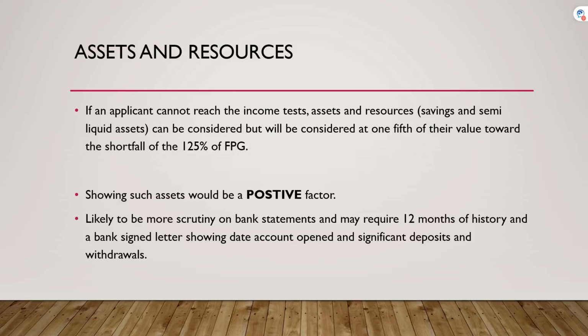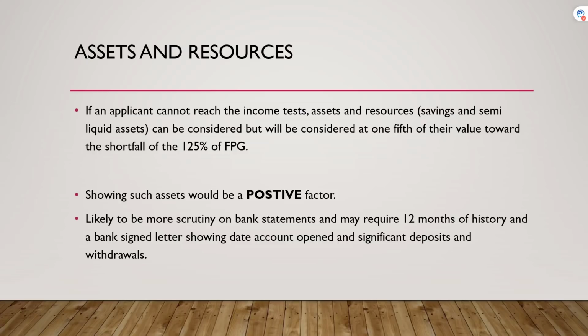Okay, assets and resources. This is additional assets and resources that you can show. This is like savings and semi-liquid assets. Semi-liquid means assets such as a property that you can sell, let's say within a 12-month period, but not immediately, right? So savings is cash. You can access that immediately. That's very valuable. But semi-liquid assets could be considered as well.